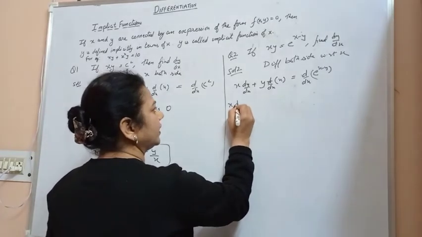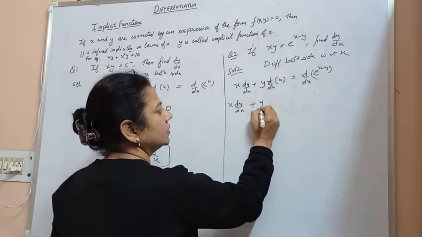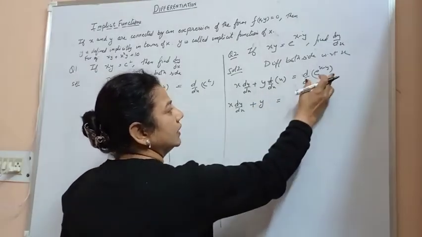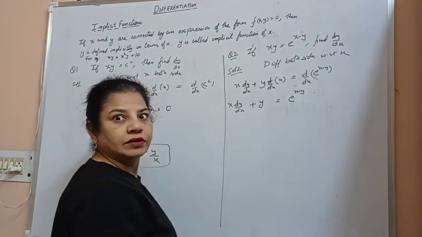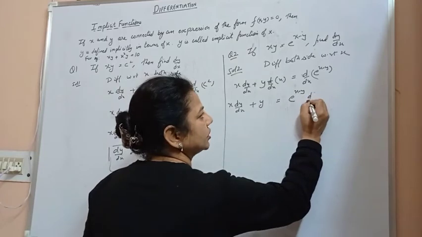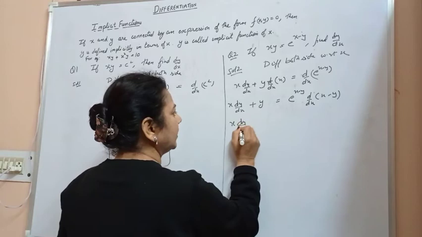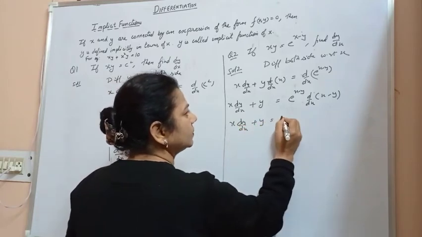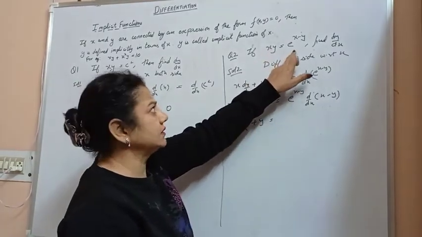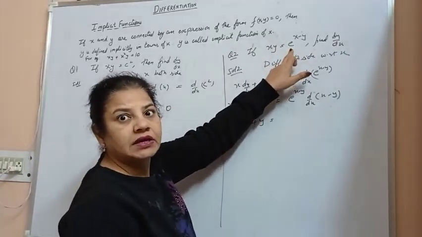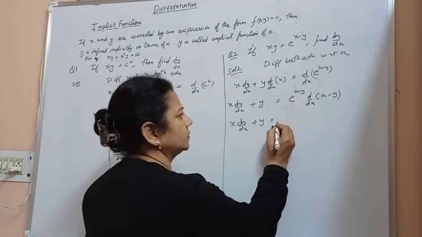Here I get x dy by dx plus derivative of x is 1 only, so I keep y only. The derivative of an exponential function is the exponential function itself into the derivative of the power x minus y, applying the chain rule. Here I get x dy by dx plus y is equal to, instead of e to the power x minus y, can I write xy? As it is given to us that the value of e to the power x minus y is xy, I am replacing e to the power x minus y by xy.